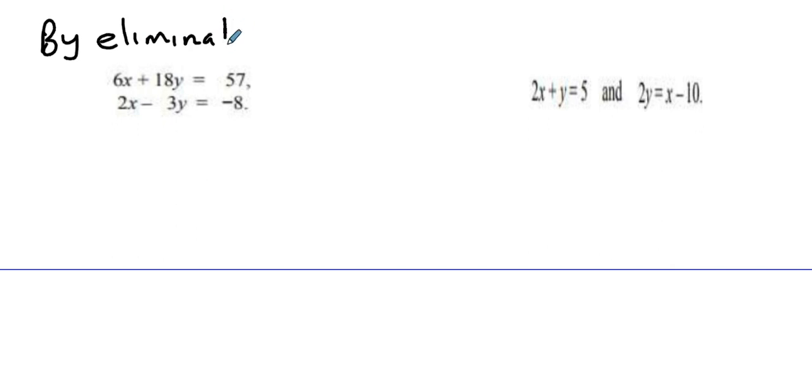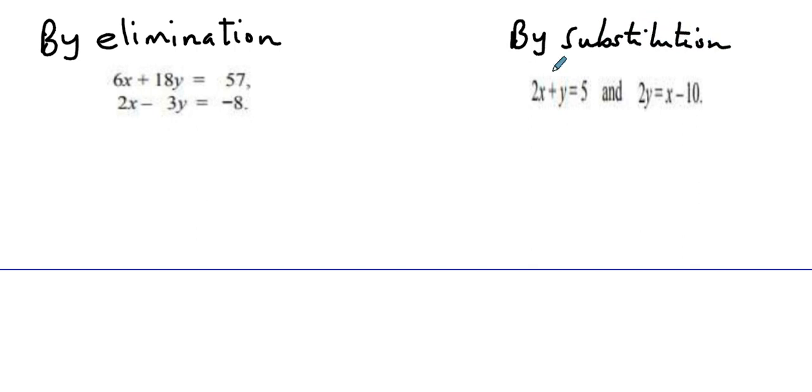I think you know the logic why, because it is easy to remove one letter and get the other. Here, 2x plus y equals 5, 2y equals x minus 10. This question is nice to be solved by substitution method, because substitution method takes use of making one letter from one equation the subject. So with this, I can go for substitution method.